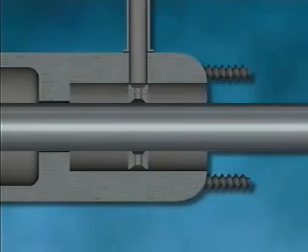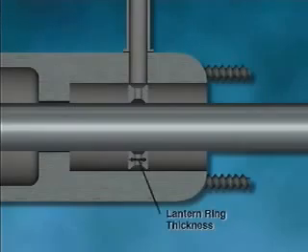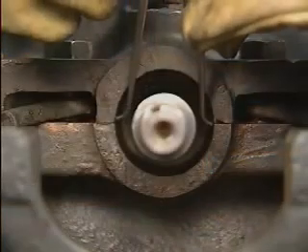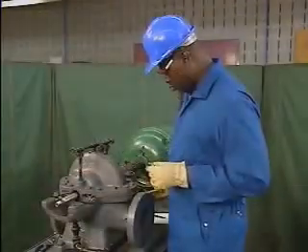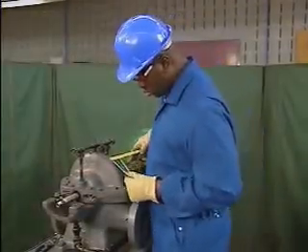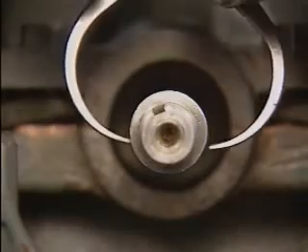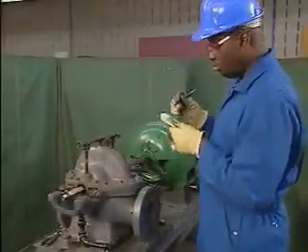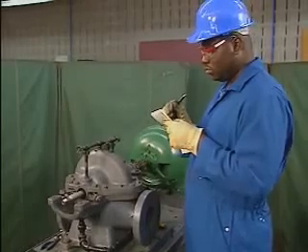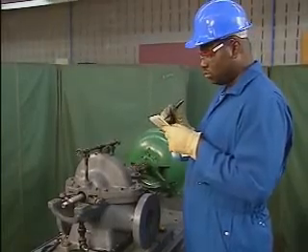If the packing gland includes a lantern ring, a 4th measurement should be taken to determine the thickness of the lantern ring. First, the mechanic measures the bore of the stuffing box and writes down this value. Next, he measures and writes down the diameter of the shaft. Using these 2 measurements, the mechanic can determine the size of the packing rings using a simple formula.